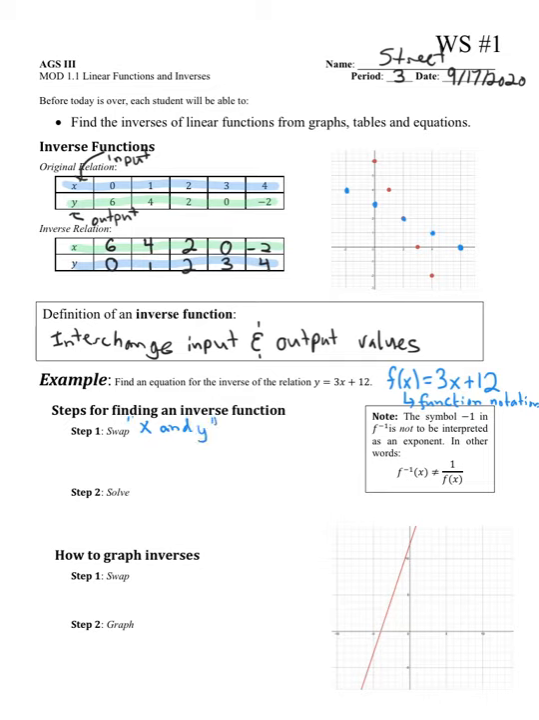I'm going to put that in quotations because it's just our inputs and outputs. The variables might not always be x and y. It might be d and t. It might be a and b. But you're going to swap your variables, whatever they are.